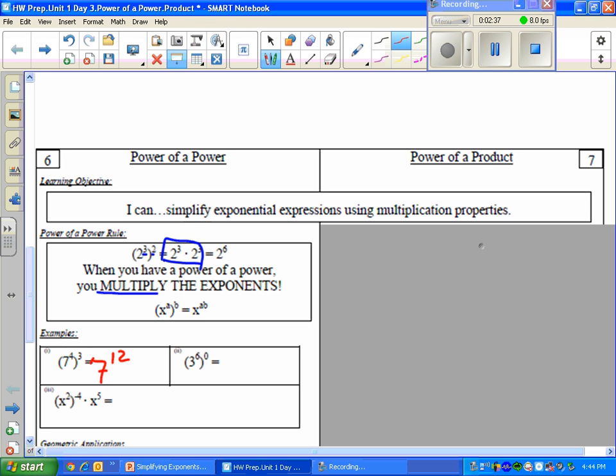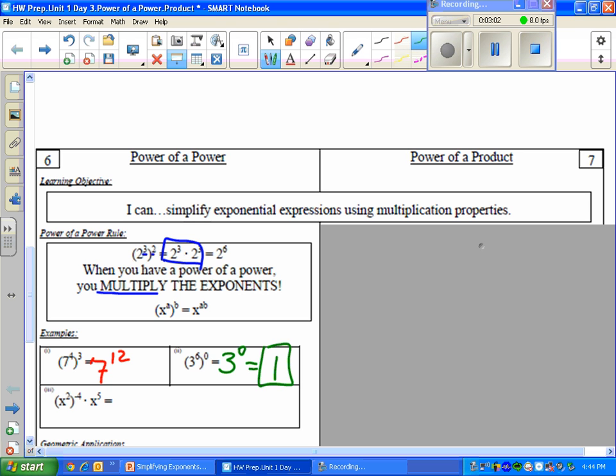Okay, let's take a look at number 2 here. 3 to the 6th to the 0. So we have a power of a power. That states that we can multiply the 6 times the 0. Well, 6 times 0 is just 0. So we end up with 3 to the 0. Now we know from our criteria at the beginning on page 1 that we can't leave any 0 exponents in our answer. You also know that 3 to the 0 is just 1.